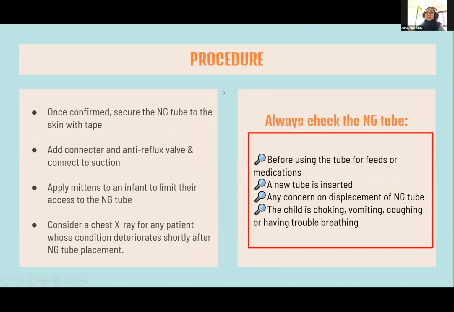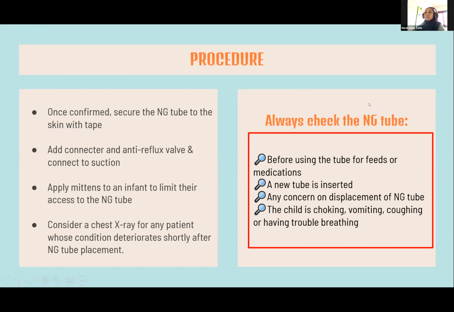Next is the end of the procedure. Once we are done with the checking, we secure the NG tube to the skin. Usually we want to avoid giving pressure to the nasal cartilage, so we tape it at the cheeks. Then add the connector and also the anti-reflux valve and connect to the suction. You can also apply mittens to an infant to limit access to the NG tube because they love to move. And consider a chest X-ray for any patient whose condition deteriorates shortly after NG tube placement.